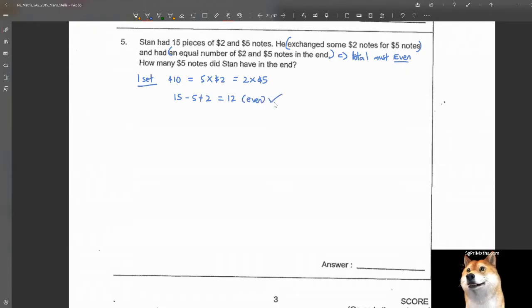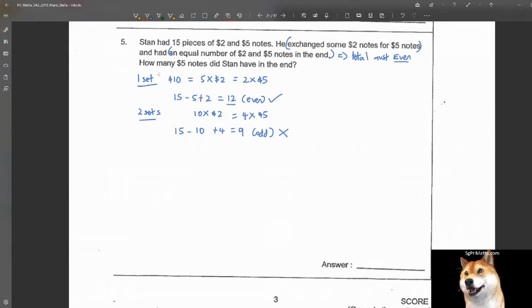So this is correct. We can try 2 sets, which is equal to 10 $2 notes and 4 $5 notes. The total number of pieces will be 15 minus 10 plus 4. This gives you 9, and the total is odd. That means the answer is wrong. So therefore, the total is 12.